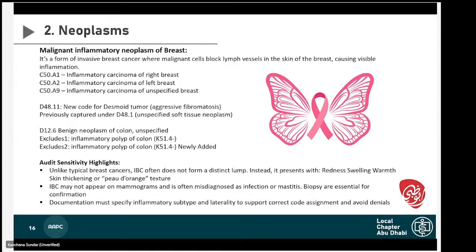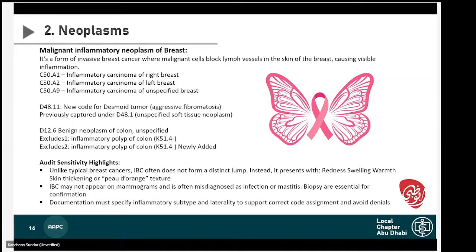And the newly introduced cancer is malignant inflammatory neoplasm of breast. What is this? This is an invasive breast cancer where the malignant cells block the lymph vessels in the skin of the breast, causing a visible inflammation. That's the reason for the name inflammatory carcinoma of breast. The codes include laterality and also an unspecified breast option for us to code appropriately. So this is the newly introduced cancer. Please be watchful in finding it in your documents.